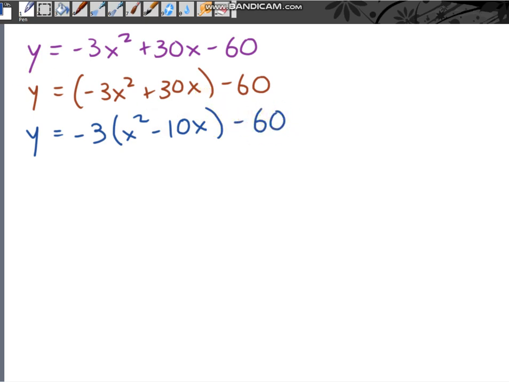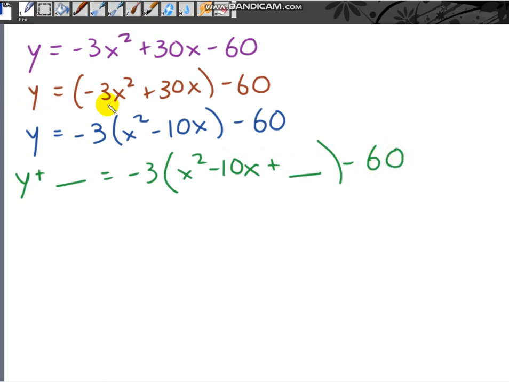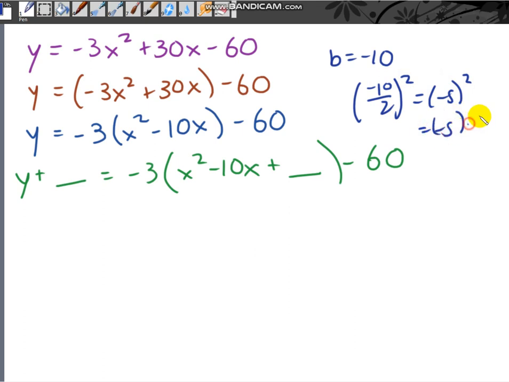Next, we're going to create our blanks for completing the square. So we have y plus something equals negative 3 times x squared minus 10x plus something, minus 60. Okay, what we want to do is look at this expression and identify what b is. b is going to be negative 10 right here. Basically, if you have seen what we did in the other videos, take your b term, negative 10, divided by 2, and square that quantity. So negative 10 divided by 2 is negative 5, squared. So negative 5 times negative 5.